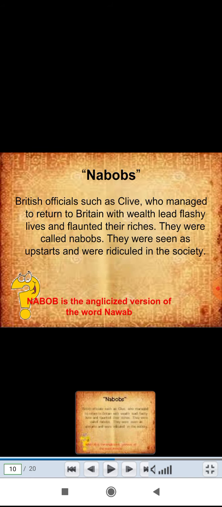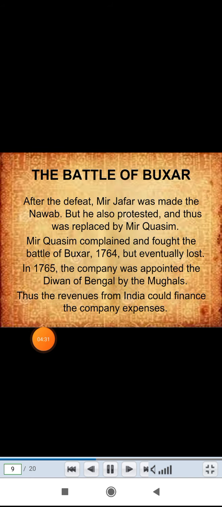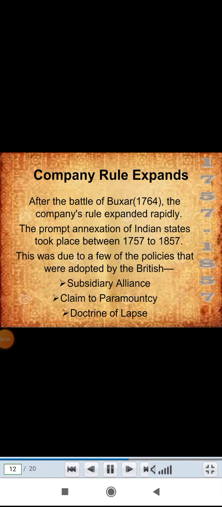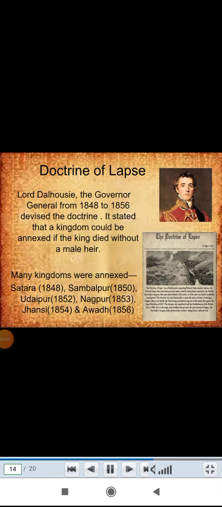Just a second, let us come to Doctrine of Lapse. Yes, so Doctrine of Lapse, Lord Dalhousie, the Governor General from 1848 to 1856, this device was started by him. It stated that a kingdom could be annexed if the king died without a male heir. It simply means that if a king dies without leaving his natural born son, then the state would be taken over by the Britishers.